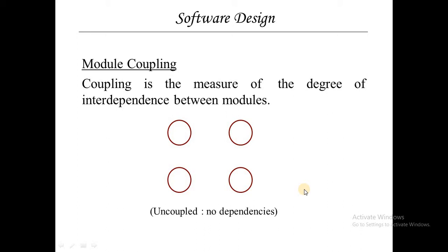The word coupling refers to the interdependency between the modules. How one module is dependent on another module shows the relationship between or among the modules. That indicates the degree of interdependency between the modules. If there is a higher dependency, we call it high coupling, and if there is a lower dependency, we call it low coupling. There are two kinds of coupling: high coupling and low coupling.